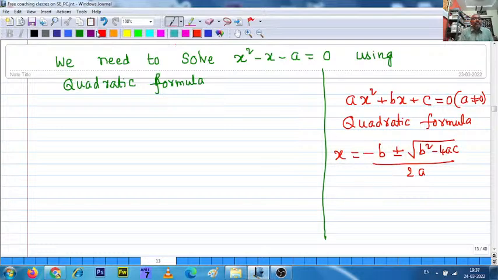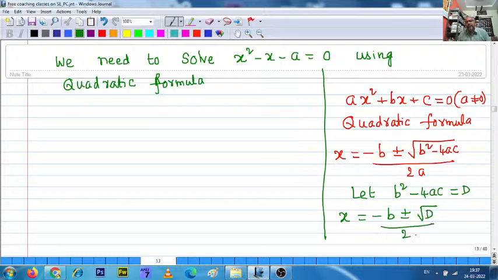Now one more thing I would like to write in a concise form. Let us consider b square minus 4ac, which is called the discriminant, denoted by d, so that we can remember the quadratic formula in an easy manner: minus b plus or minus root d upon 2a. So you remember it like this. This is the quadratic formula. Hereafter you remember the quadratic formula like this, where d is nothing but b square minus 4ac.